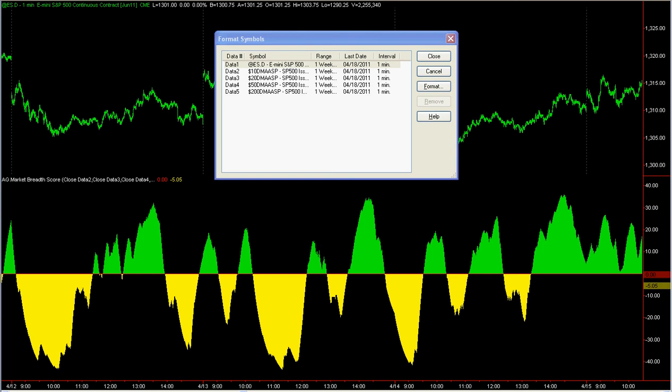Now, the market breadth score is made up of additional data streams, which we're showing here. Data streams 2, 3, 4, and 5 are made up of different moving averages. Essentially, these are the number of S&P 500 stocks for which today's close is greater than the 10, 20, 50, or 200-day moving average of the close. So that's what those data feeds stand for, and when you combine them together into this market breadth score, it becomes a useful tool.